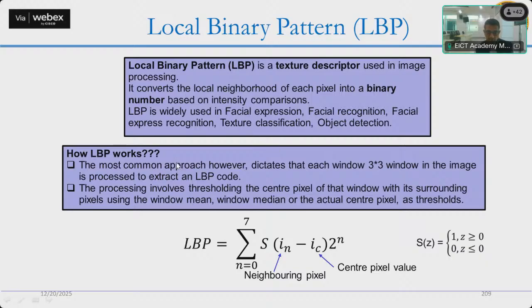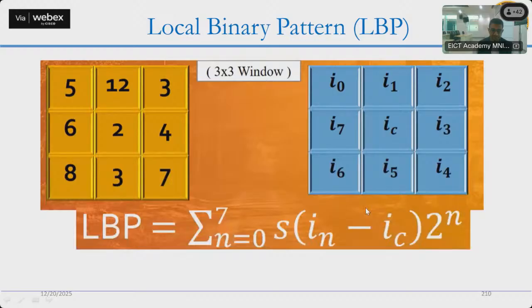So how is it used? The most common approach is that for each window, you take a 3 by 3 window in the image to extract an LBP code. The processing involves thresholding the center pixel of that window with its surrounding pixels using the window mean, window median, or the actual pixel. So how do you find out the local binary pattern? Here a 3 by 3 window is given, shown here.